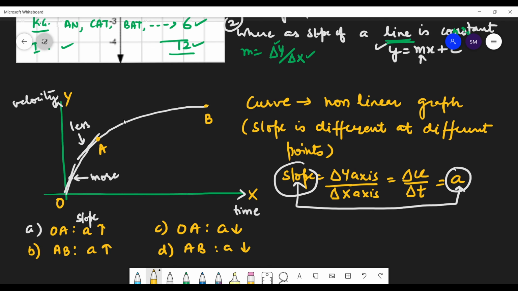Now further, find the slope moving along this line. This will be the slope. So again lesser. What is the slope here? The slope is almost 0. So again lesser. So the slope is becoming lesser and lesser. It means as you are moving with time, the acceleration is lesser and lesser. So which of these options is correct? Option D. Option D: from A to B, acceleration is decreasing.